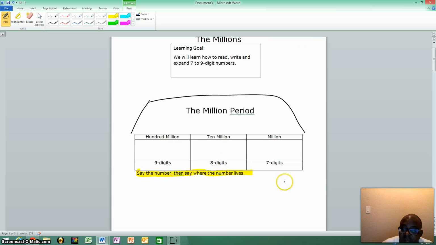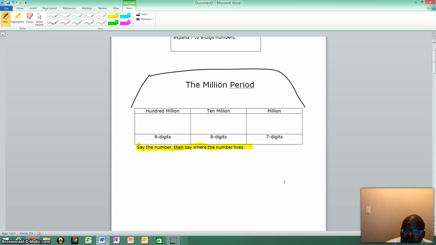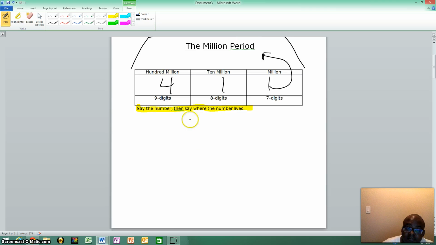Well, same thing as before. We're in a new period. When we put a number in here like 411, we say the number, then say where the number lives. This is 411, and it lives in the million period. So we say 411 million.